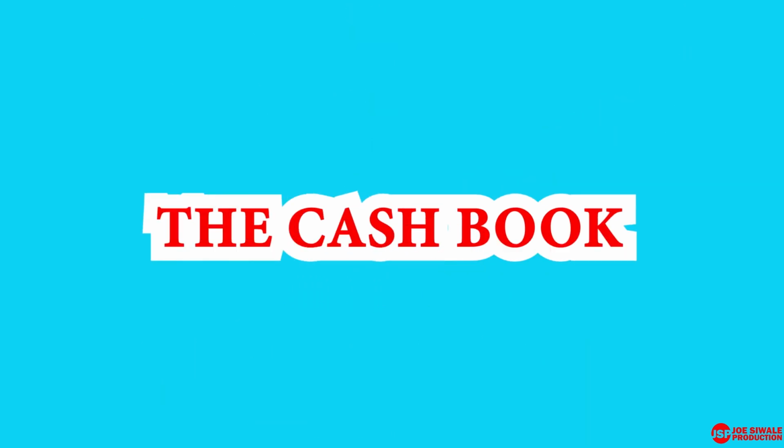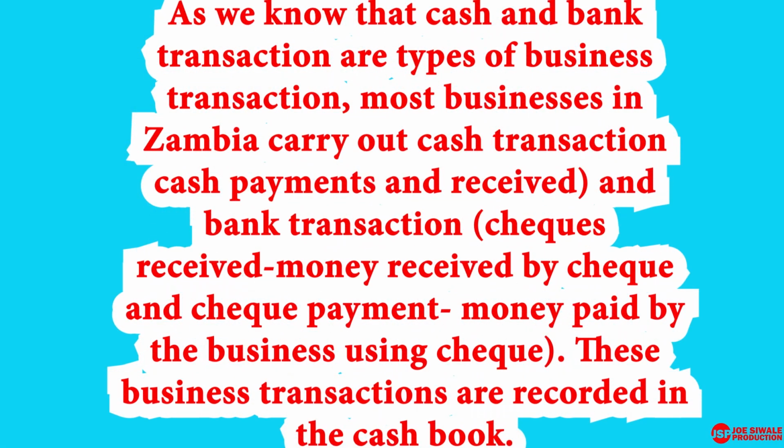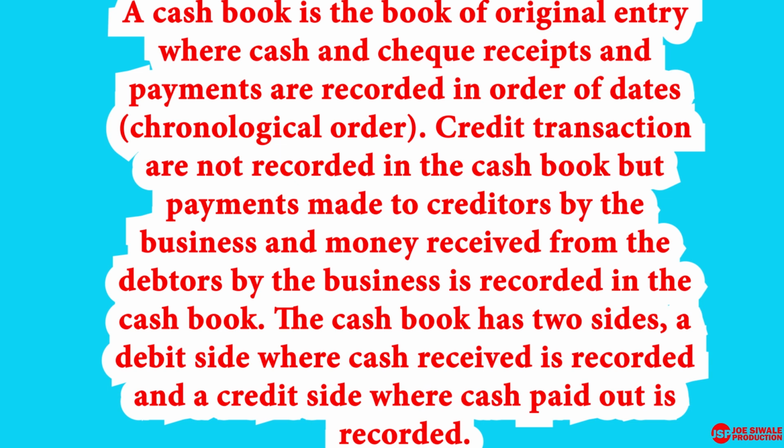Let us now look at the cash book. As we know, cash and bank transactions are types of business transaction. Most businesses in Zambia carry out cash transactions that include cash payments and receipts. Bank transactions include cheque received, money received by cheque, and cheque payment, money paid by the business using cheque. These business transactions are recorded in the cash book. A cash book is a book of original entry where cash and cheque receipts and payments are recorded in order of dates.